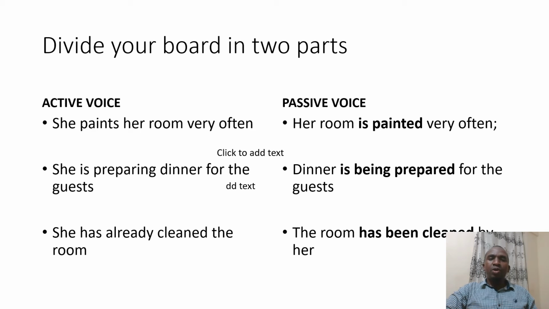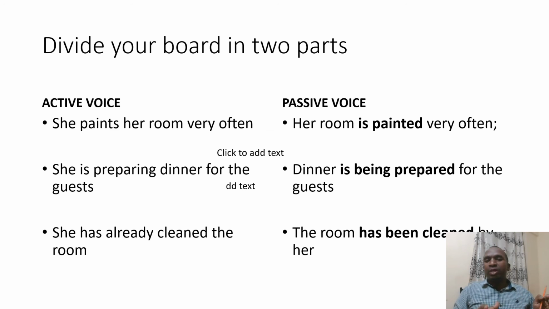Now divide your board also in two parts. The active voice: she paints her room very often. Passive voice: her room is painted very often. She's preparing dinner for the guests. Dinner is being prepared for the guests. She has already cleaned the room. The room has been cleaned by her.